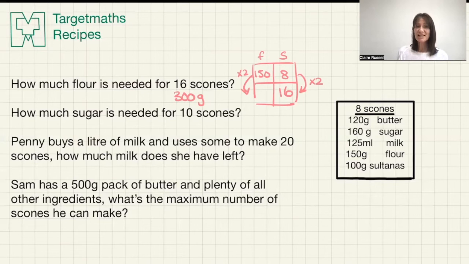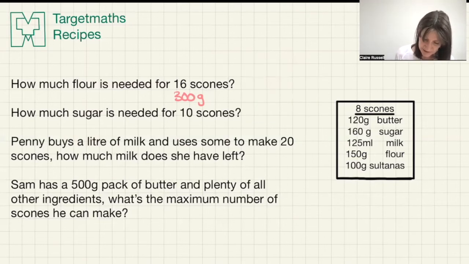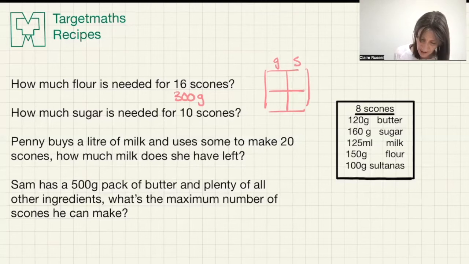So how much sugar is needed for 10 scones? All right, let's do a new grid. Okay, so we're doing sugar and scones. They both begin with S. So I might change it to grams and scones so I don't get confused. Okay, 160 grams will make the 8 scones and I'm making 10.